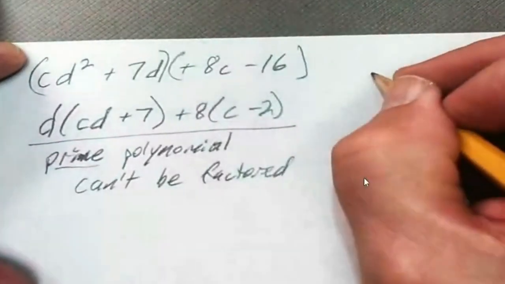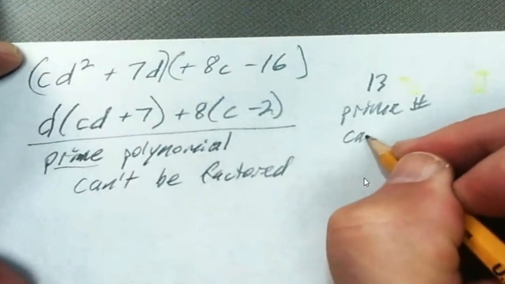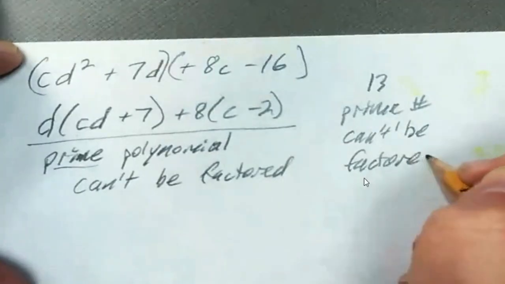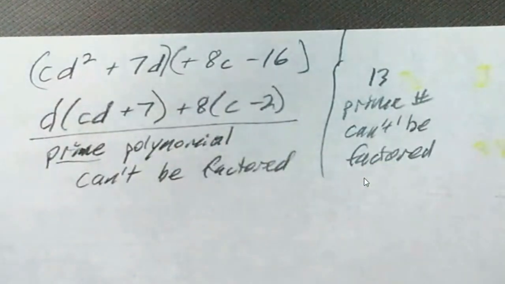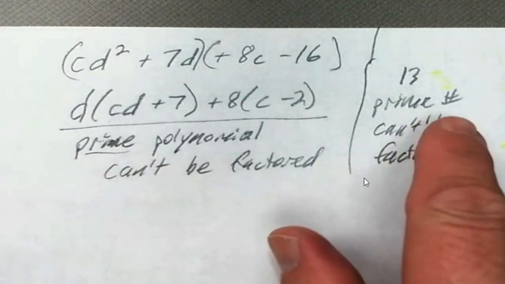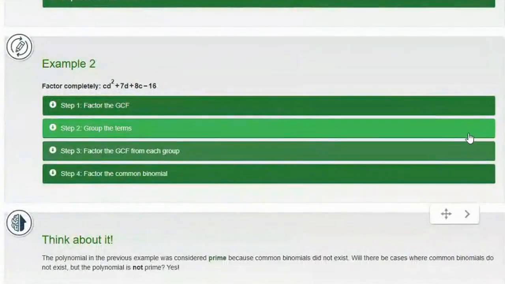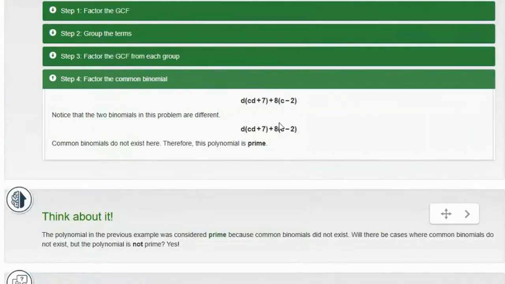Just like 13 is a prime number, can't be factored. It's the same to think about a prime number. Prime numbers can't be factored. Prime polynomials can't be factored. It's prime. That's it. So it works the same way when you talk about a prime polynomial. It's just like a prime number. It's in its simplest form. It cannot be factored further. So when you factor the common binomials, there's nothing. They don't exist. So this polynomial is prime.